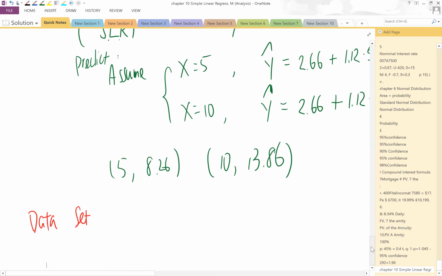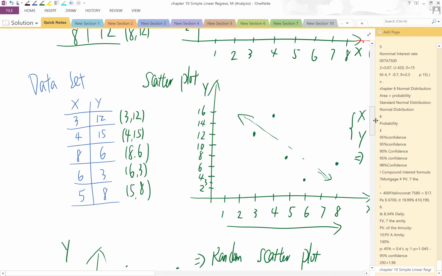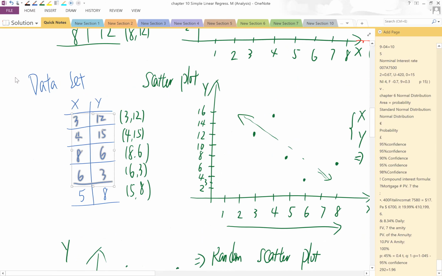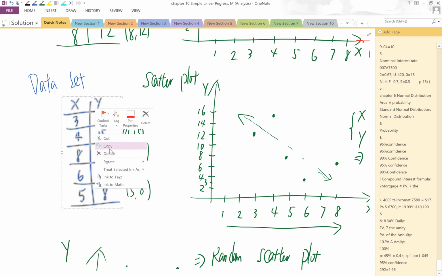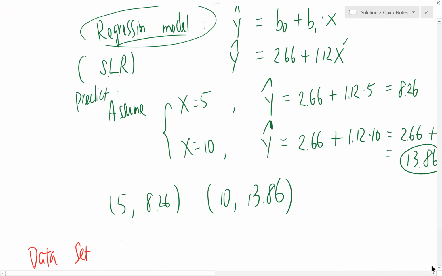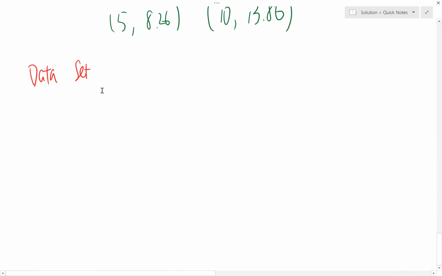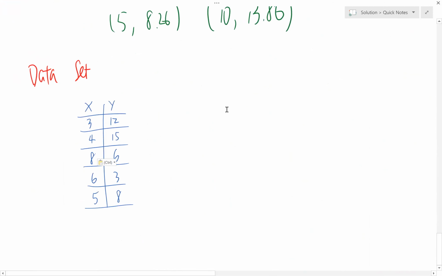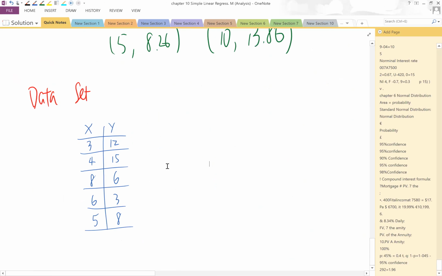Go back, copy the data set. Okay, let's do it. And the data set is always a starting point for analysis. Or maybe this time I want you to come up with the table yourself. So let's complete the table yourself. Get all the different totals: total of X, total of Y, total of XY. Get all of that, then we go from there.